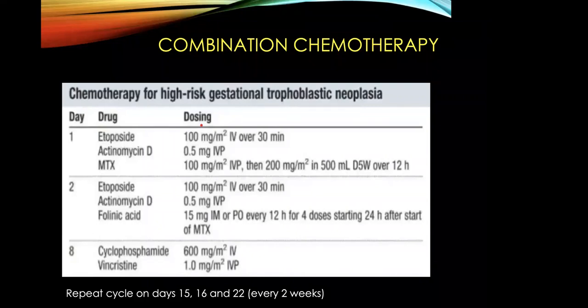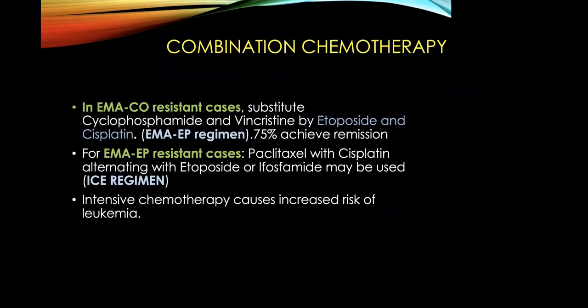And then, on day 8, you need to give cyclophosphamide and vincristine. And these cycles are to be repeated on the 15th day, 16th and 22nd, every 2 weeks. So mind you, this is the domain of the medical oncologist. You need to have a joint consultation with them. The patient comes back to the obstetrics OPD and they tell you what is happening following the chemotherapy and the fall. So it is a combination of a medical oncologist and an obstetrician coming together.